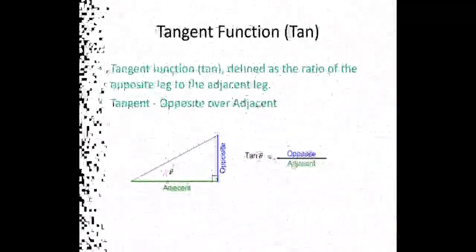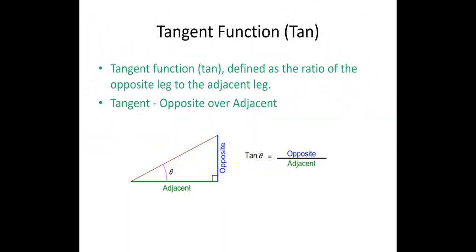Then comes your tangent function. The tangent function is defined as the ratio of the opposite leg to the adjacent leg, excluding the hypotenuse. Whatever the other two sides are, if it is opposite over adjacent, it will give you the tangent of theta, or tan theta.